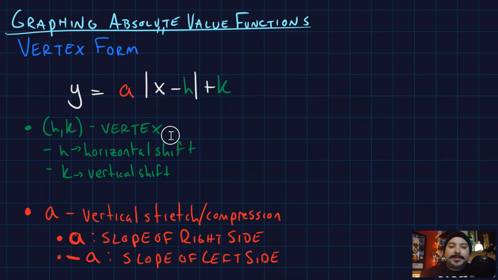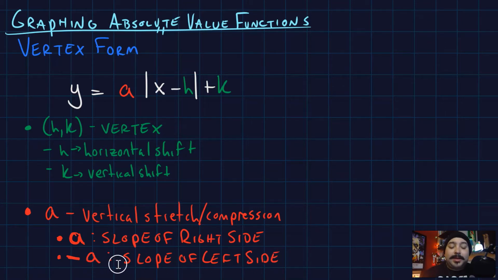Now, the point h, k that you can find in the equation here is called the vertex. You can think of the value of h as being a horizontal shift of the parent function, and k as being a vertical shift of the graph of the parent function. The value of a represents your vertical stretch and compression, where a itself is always the slope of the right side, and negative a, the opposite of that, will be the slope of the left-hand side of your graph.